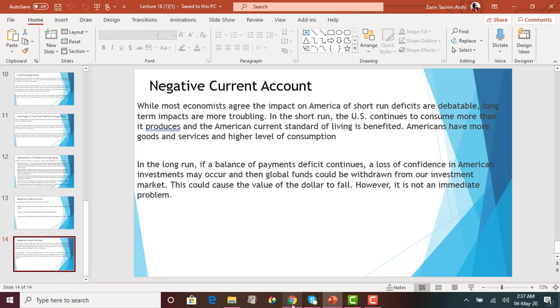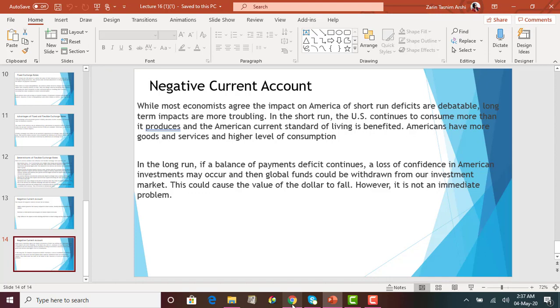So a negative current account, as the last slide says, is not a good thing. In the short run it may make sense. In the US right now we have a negative current account. In the short run it probably makes sense because the US continues to consume more than it produces, and the current American standard of living benefits. But in the long run, if this deficit continues for a long period of time, there will be a loss of confidence in American investments. Global funds will be withdrawn from our investment market, and this will cause the dollar value to fall. That's why a negative current account is not good for a long period of time.